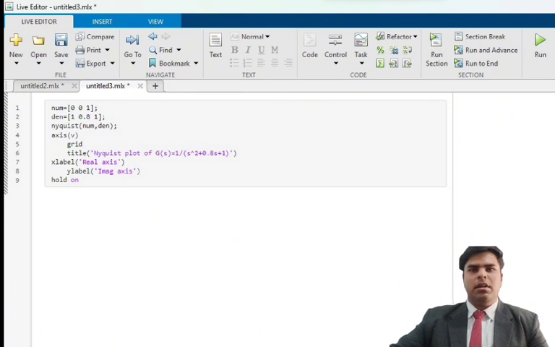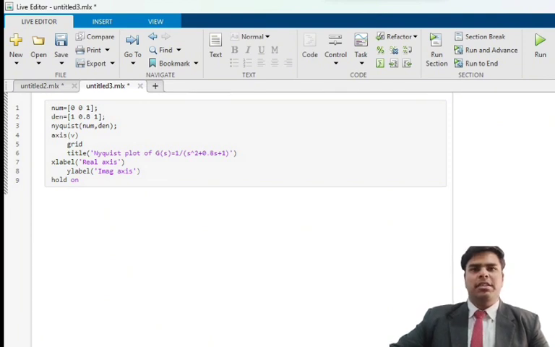xlabel is real axis and ylabel is imaginary axis. These commands label the x axis and the y axis respectively, indicating the real and imaginary axis. hold on, the last command of the code. This command tells MATLAB to overlay subsequent plots on the existing one, allowing multiple plots to be displayed simultaneously.